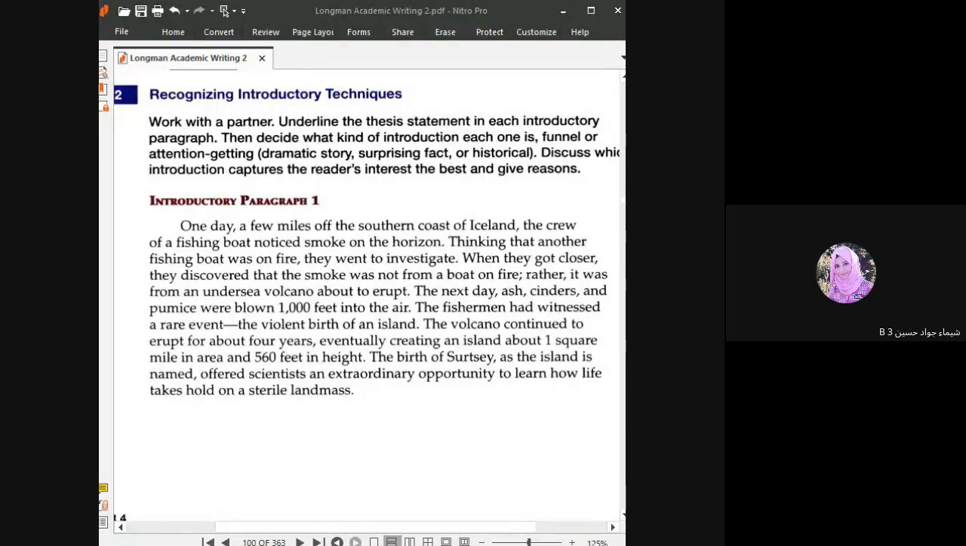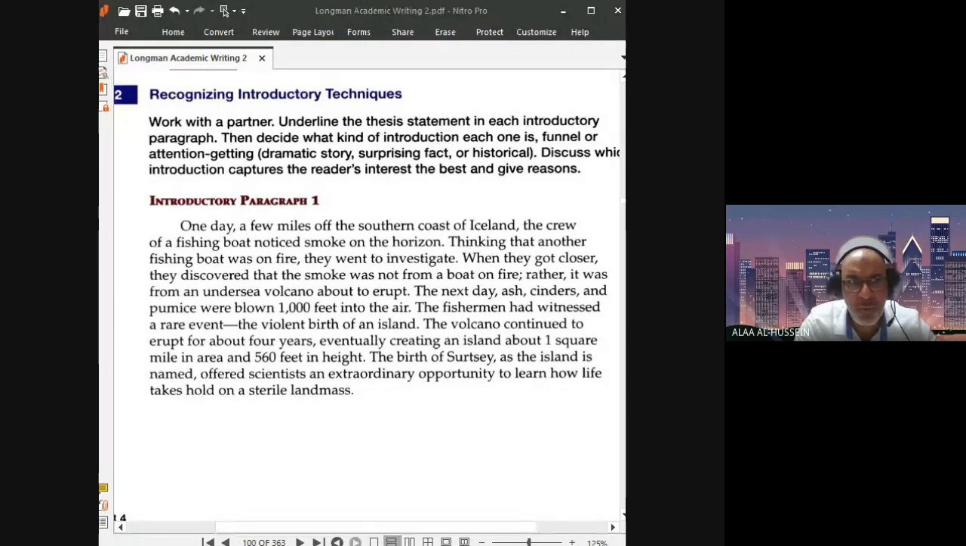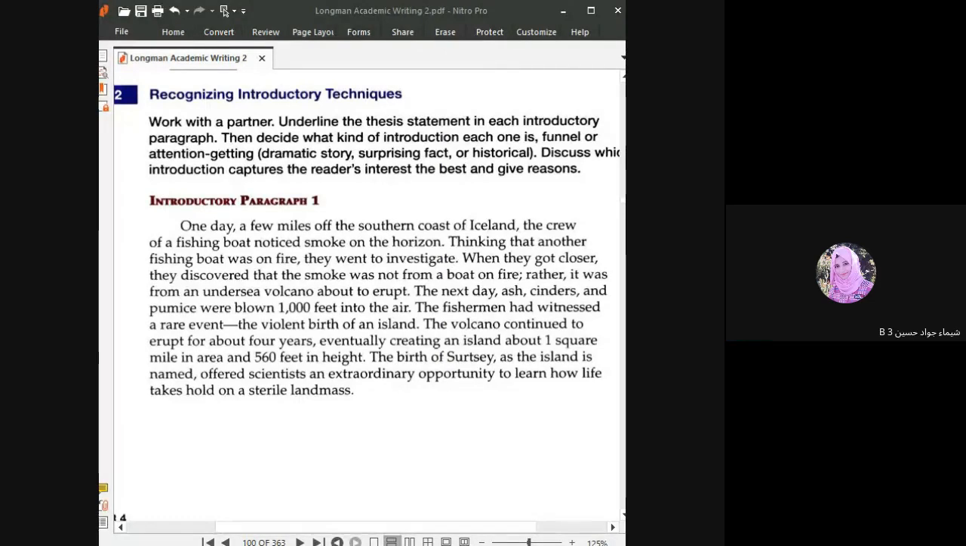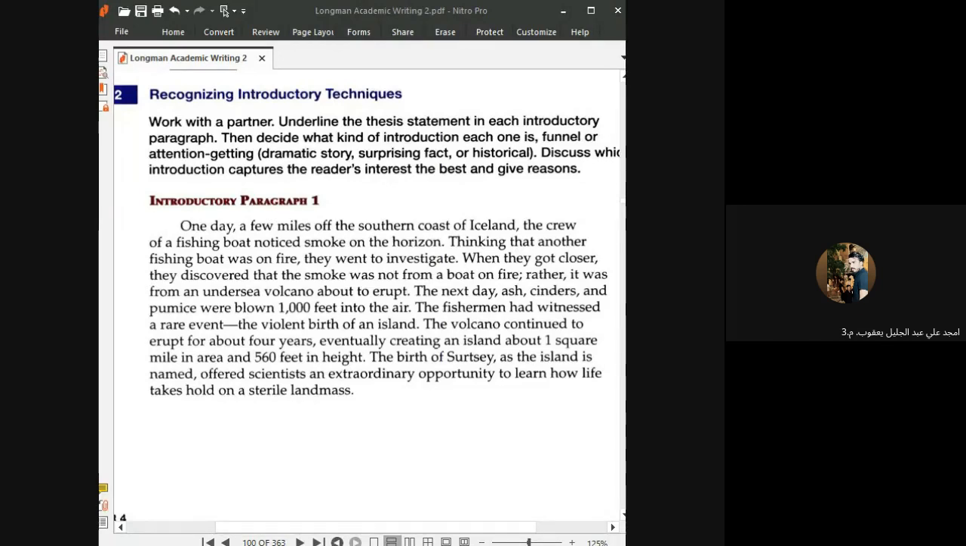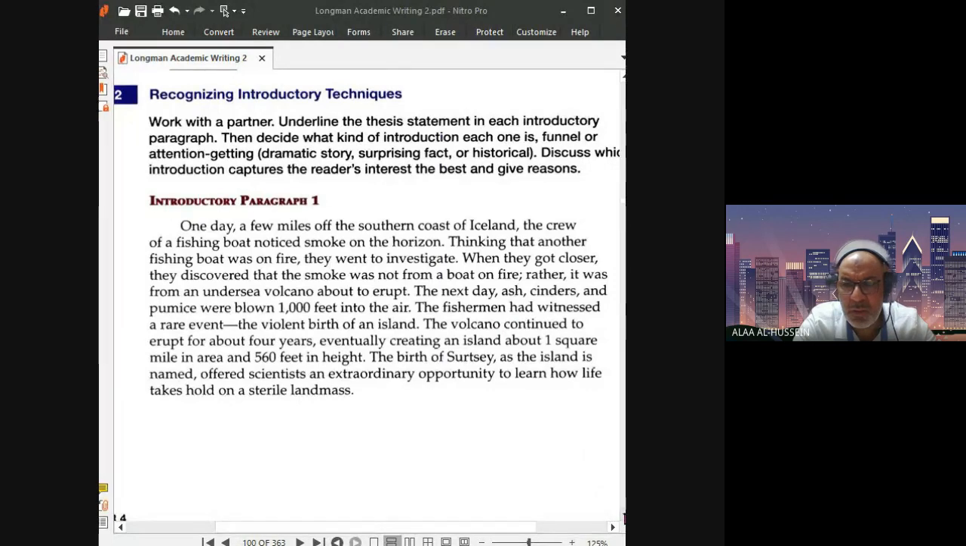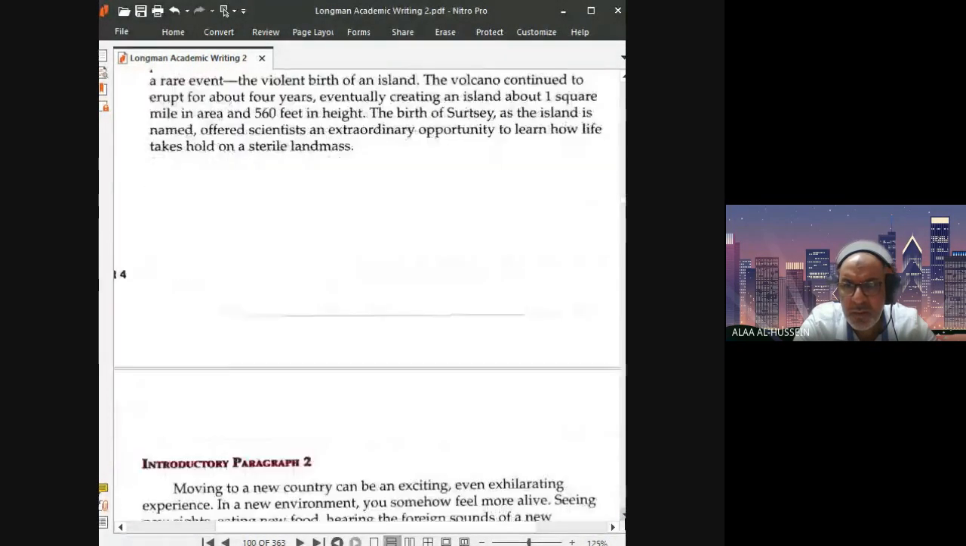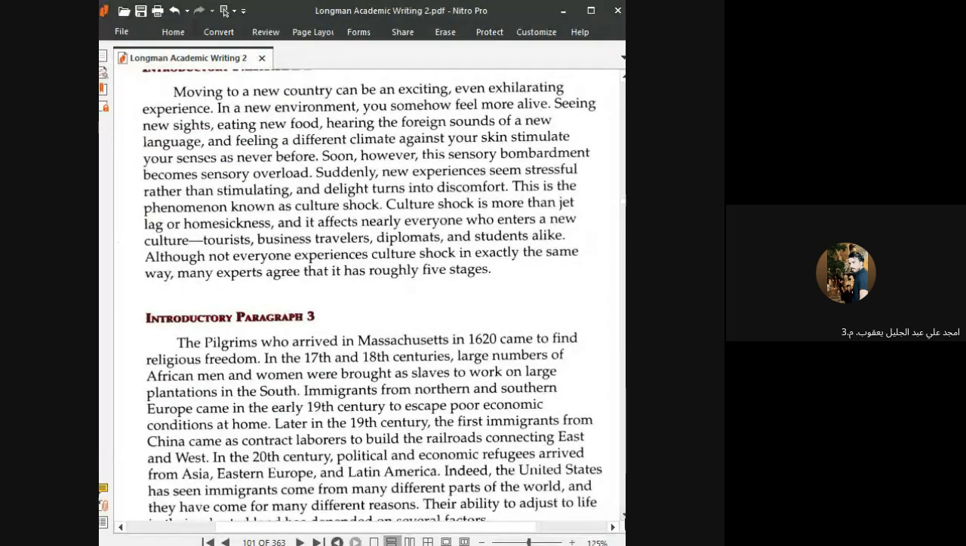I think it is a funnel introduction because it doesn't introduce the paragraph with a short story or historical background. Okay, so it starts with what? It starts with the general introduction. Okay, general introduction. Can you explain more? Naba Muhammad, what do you say? Any other student can explain this? Amjad Ali? Although not everyone experiences cultural shock in exactly the same way. Yes, and then, so it's funnel. Why? Many experts agree that it has five stages. Okay.